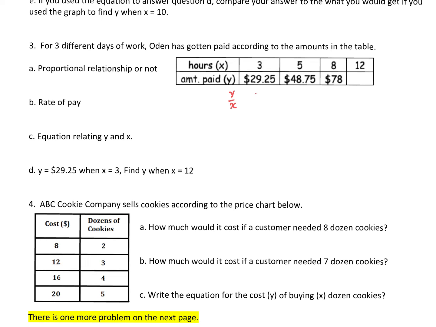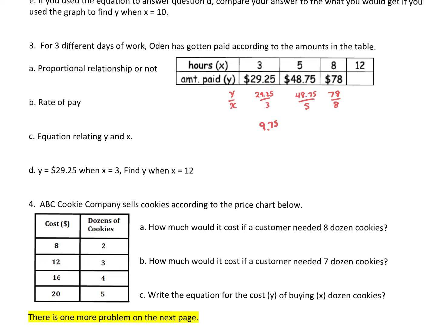So we have to take 29.25 divided by 3, and then we have to take 48.75 divided by 5, and then we have to take 78 divided by 8, and see if those are all the same. So you might need a calculator for this one. All right, so let's try this. 29.25 divided by 3. 9 times 3 is 27, so that's 2, so it's going to be 7. And that's 15. I think it's a 5, so 9.75.